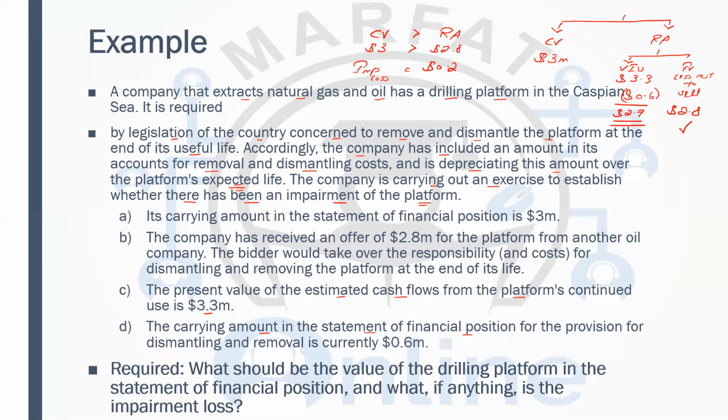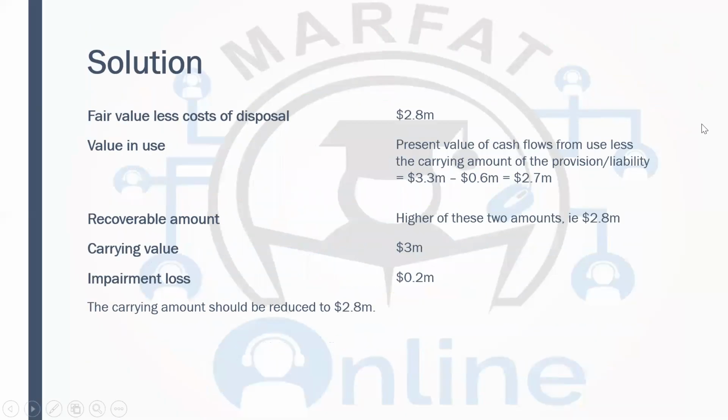And the net cash flow you will be getting from the use of that asset is 2.7. The higher is 2.8 billion, which becomes the recoverable amount. Still, the carrying value is more than the recoverable amount. As a result, an impairment loss of 0.2 million will be recorded.